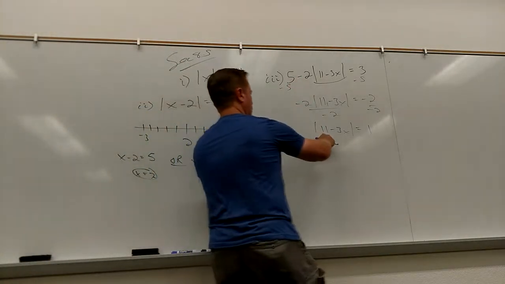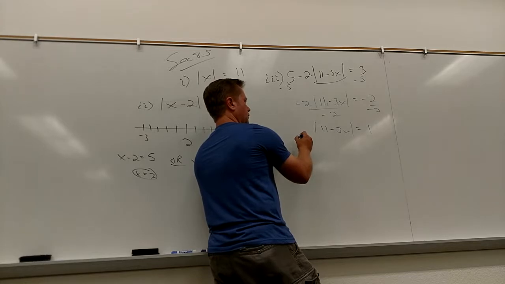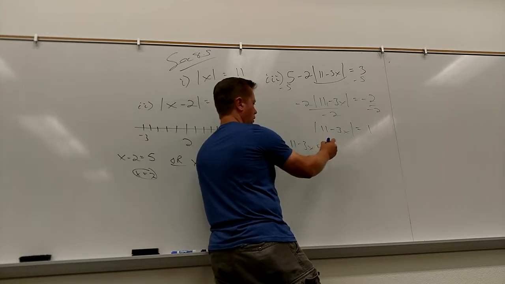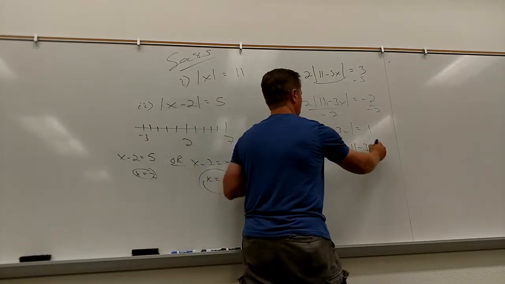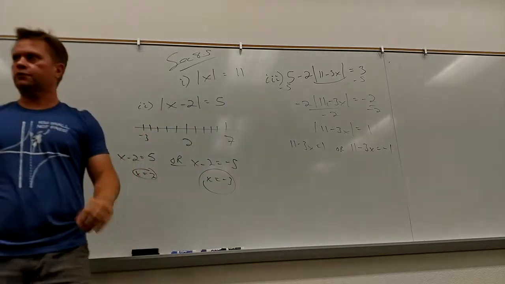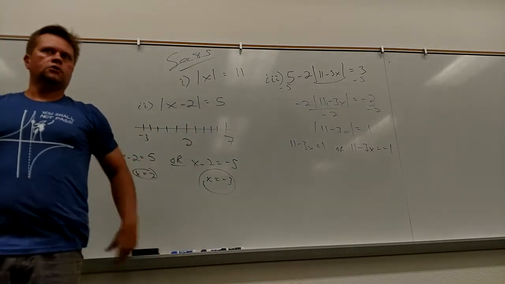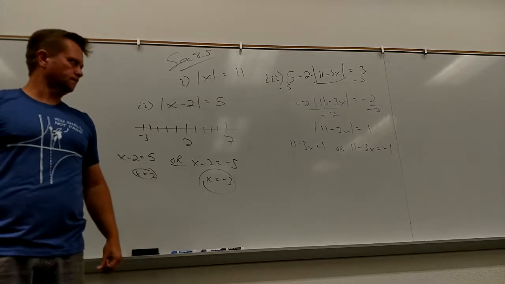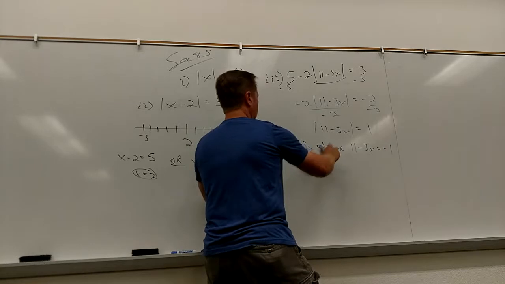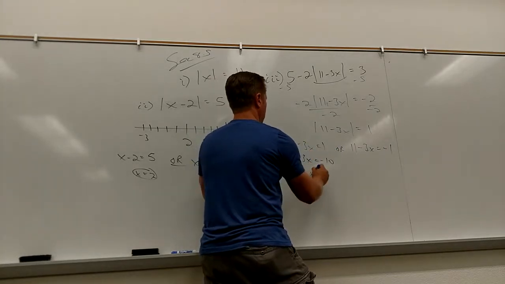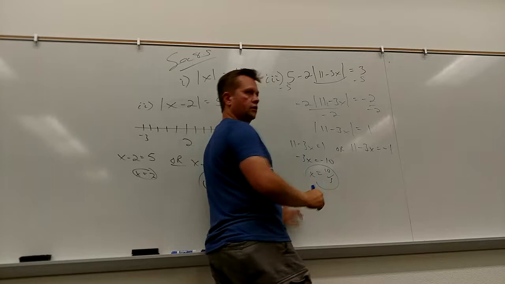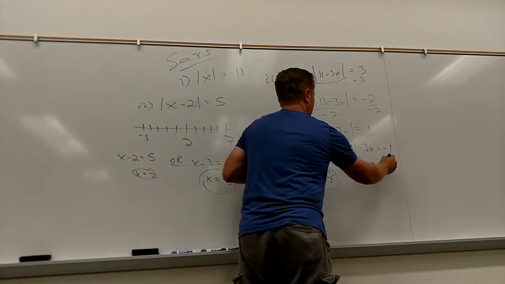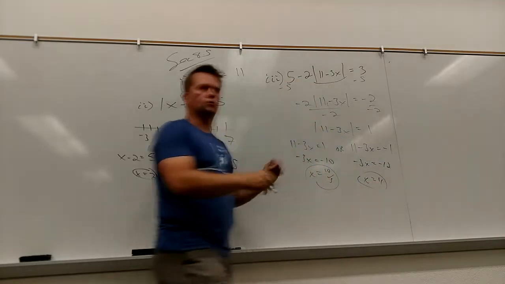Now I can write either what? 11 minus 3x, so the number that's inside has to be 1, or the number on the inside has to be -1. That's the idea of absolute value. 2 inputs could have the same output. So now you subtract 11. Divide by negative 3. All right, now this should be the easy step. Subtract 11, divide by... Cool.